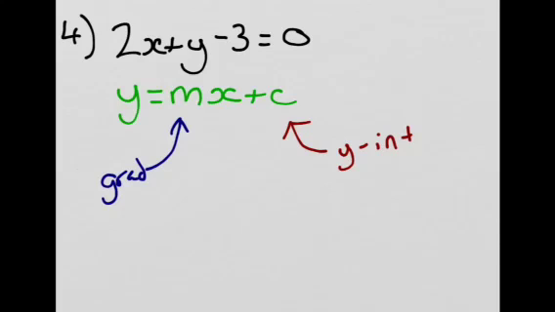So what we need to do is rearrange the equation at the top, 2x plus y minus 3 is equal to 0, into the form y equals mx plus c. So I need to move the 2x and the minus 3 to the other side, so that y is alone on the left hand side.